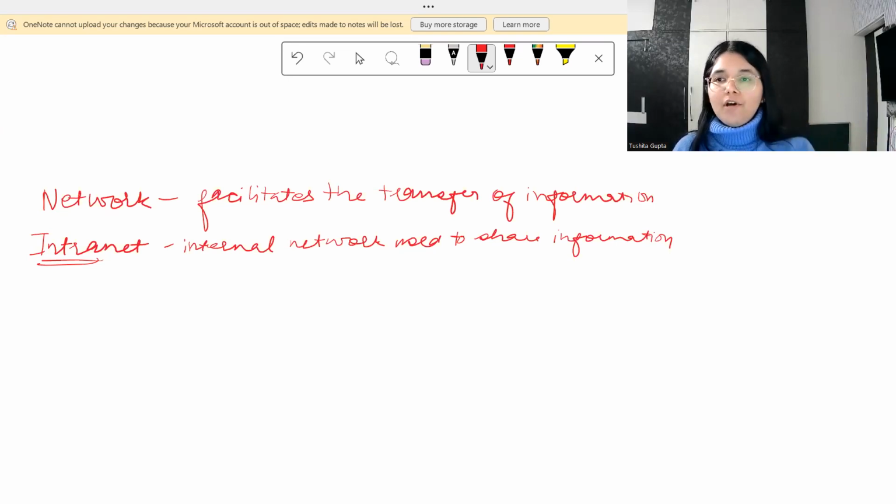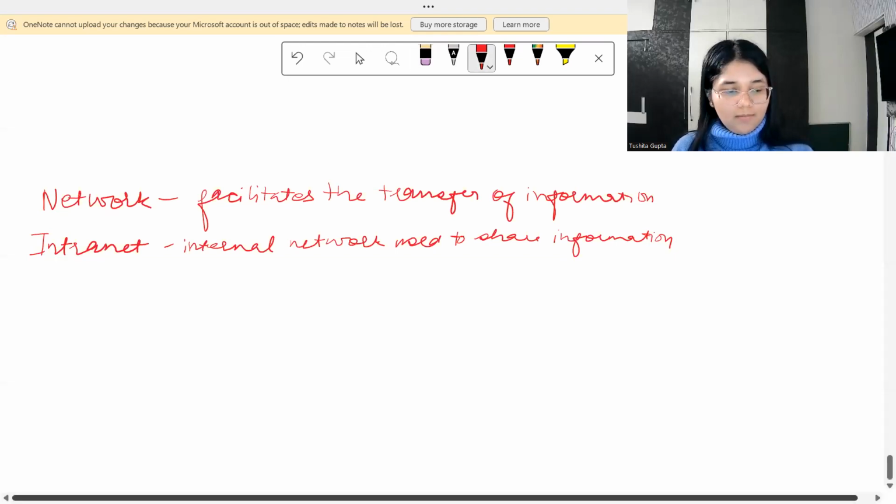It is safer than the internet because no one from outside the organization, no one external to the organization, can have access to the data or information which is shared on the intranet. So this is what we learn about intranet.